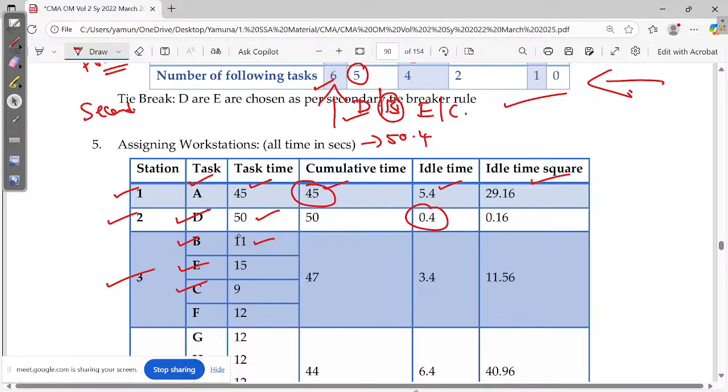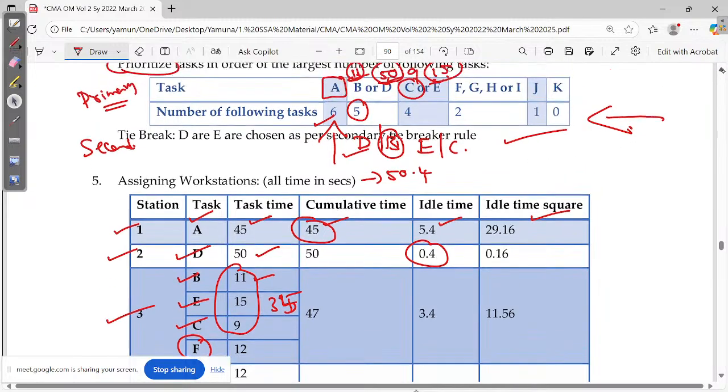Okay. So ultimately, if you add this, how much are you getting? 26 plus 9, 34 or 35? I'm getting 35. But still I have till 50.4. So I'm trying to assign one more job, F.